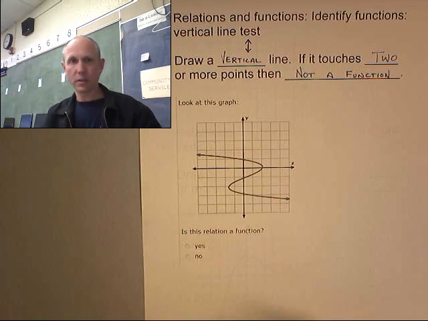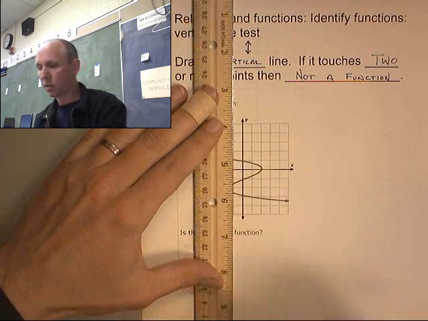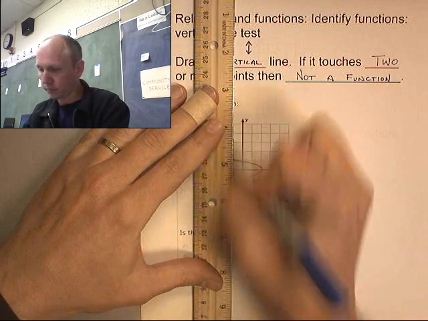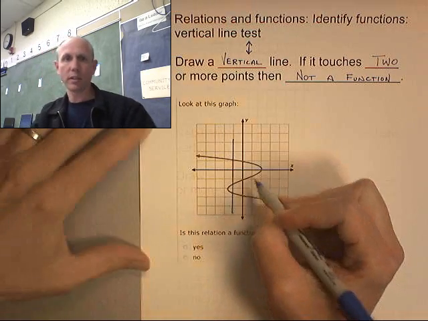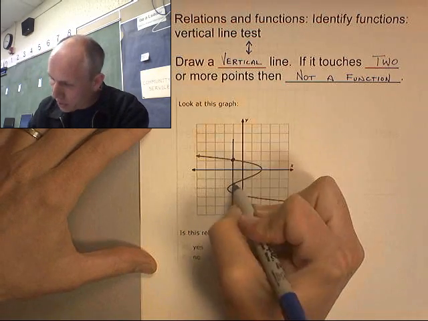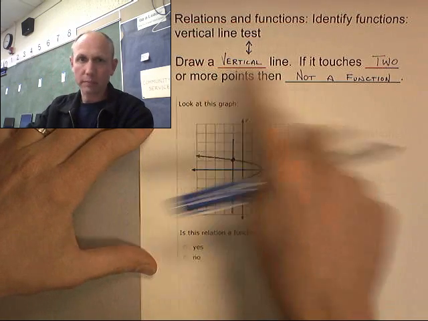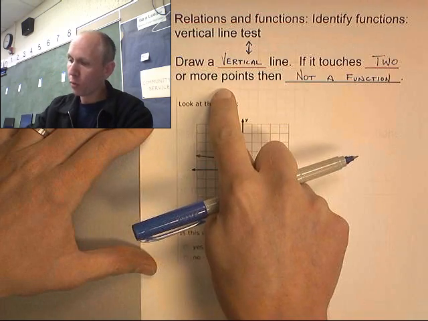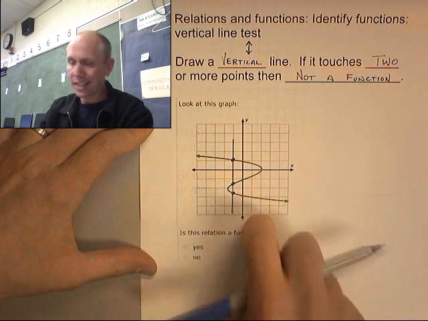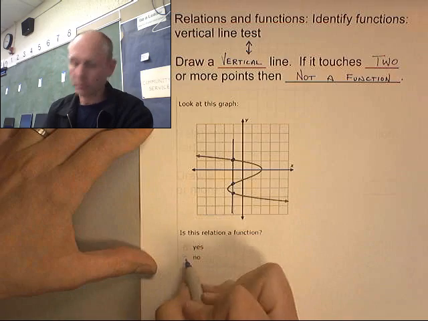Here it goes. See this little squirrely thing? Watch this. I'm going to draw a vertical line. See that vertical line? Look how many points it touched. It touched right there, it touched right there, and it touched right there. Draw a vertical line. If it touches two or more points, then it's not a function. This is not a function.